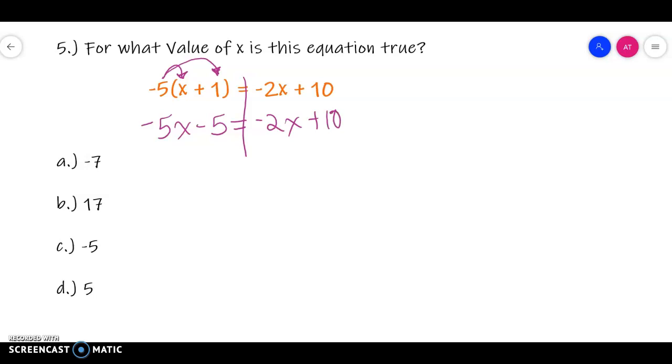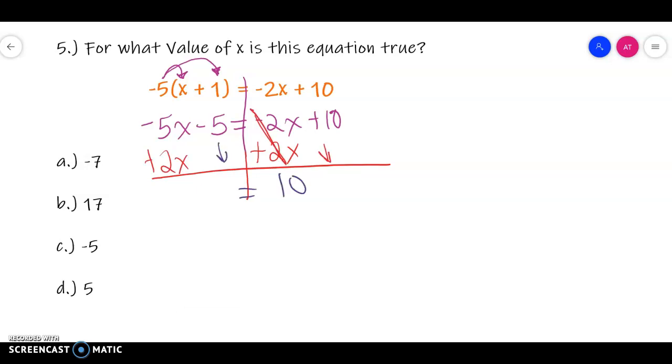So I distributed my negative 5 to my x and got negative 5x. And I distributed my negative 5 to the positive 1. Since they're opposite signs, I'm going to get a negative 5. I want all my x's onto the left side, so I'm going to get rid of this negative 2x by adding it to both sides. Make sure you pair up x's with only x's.